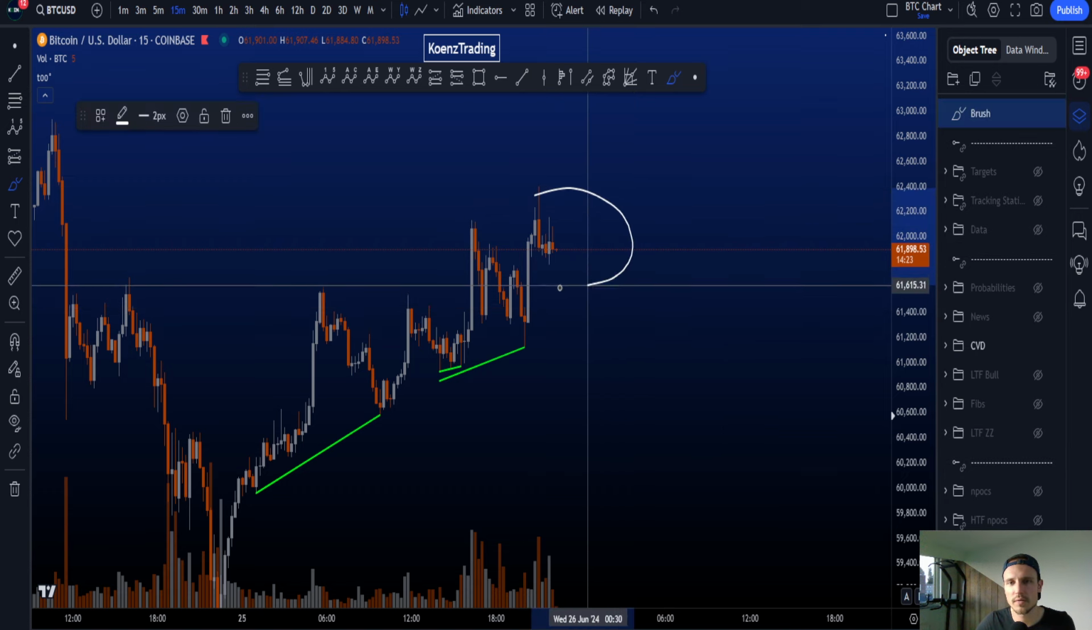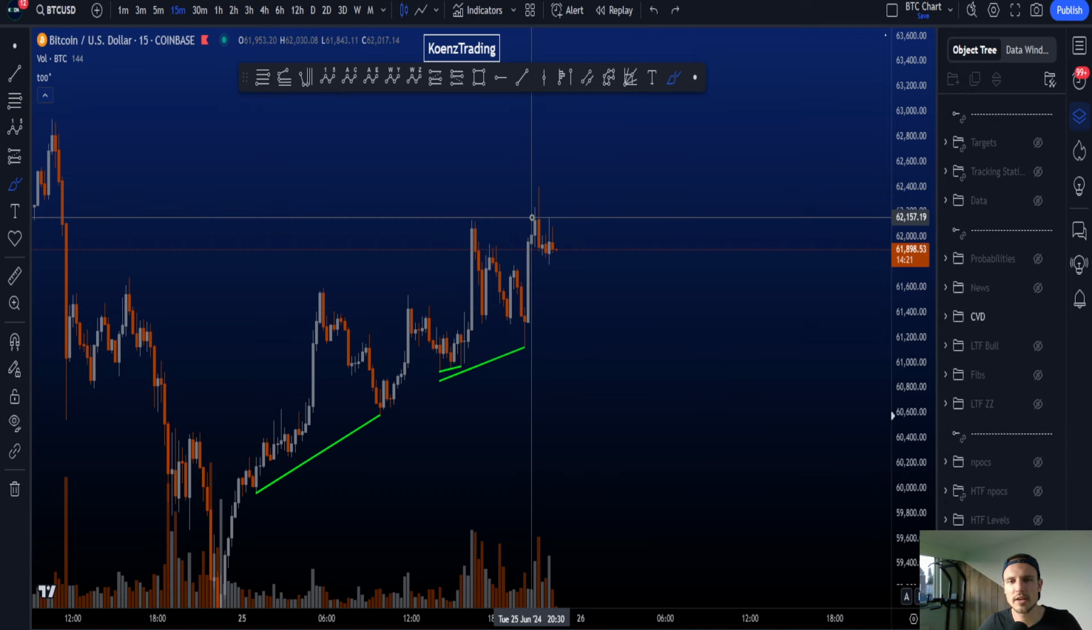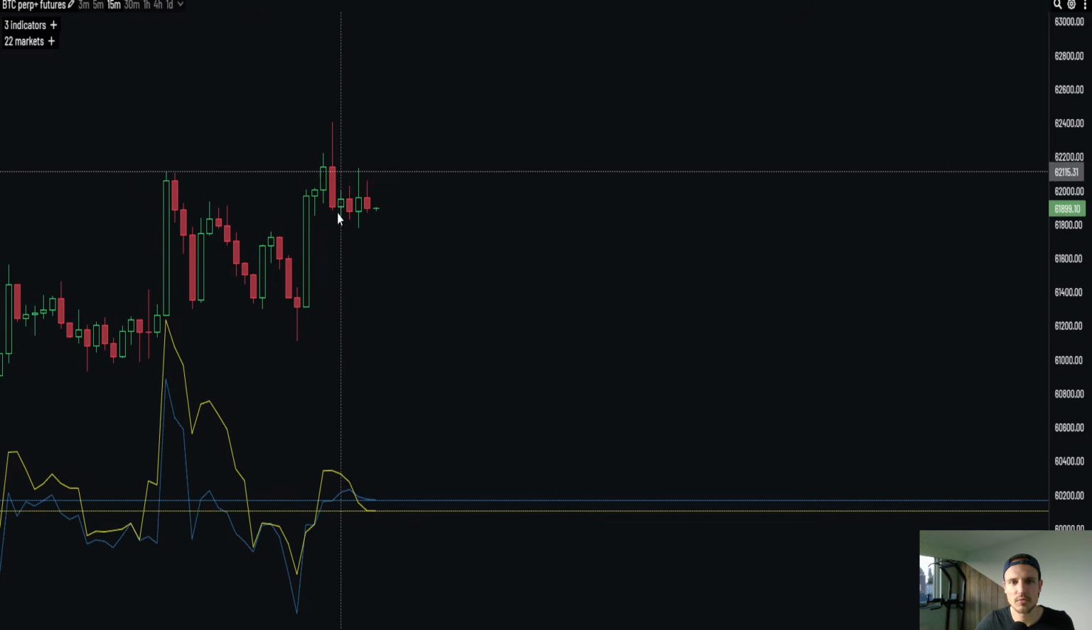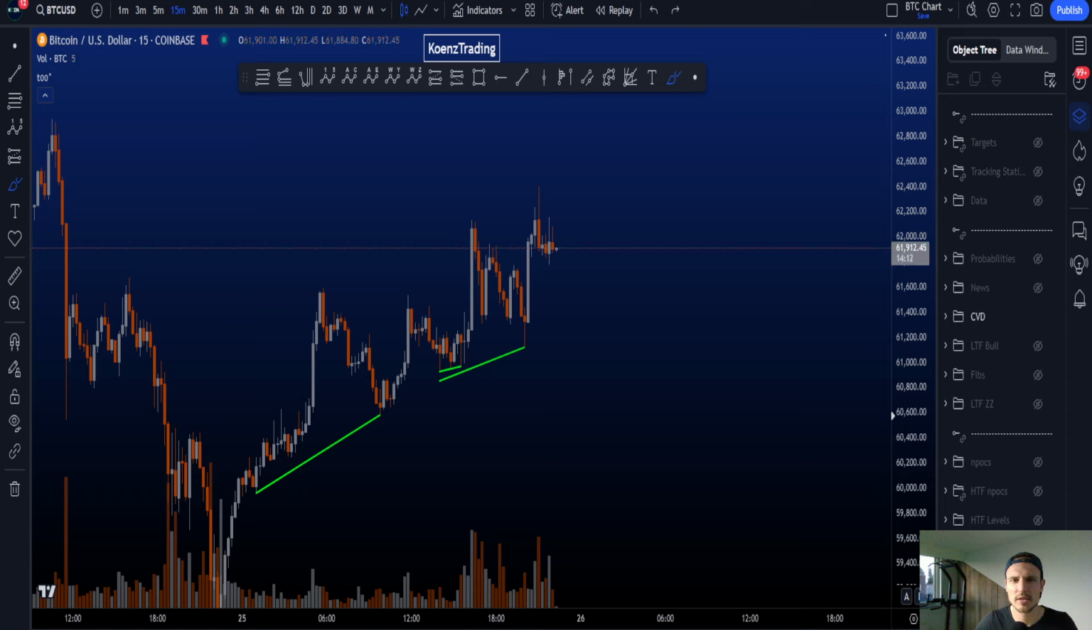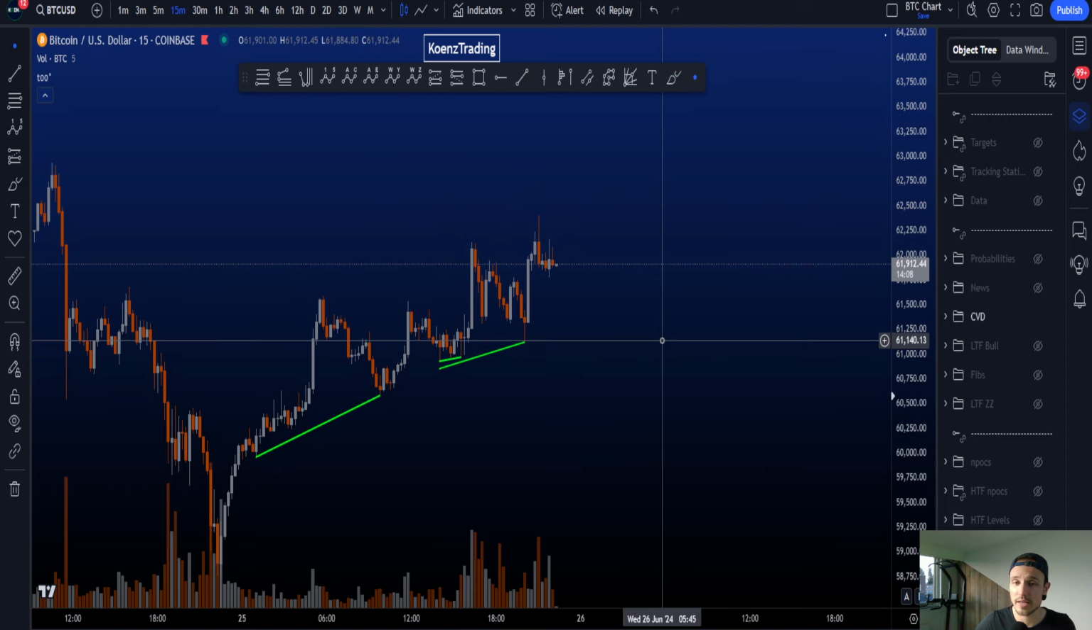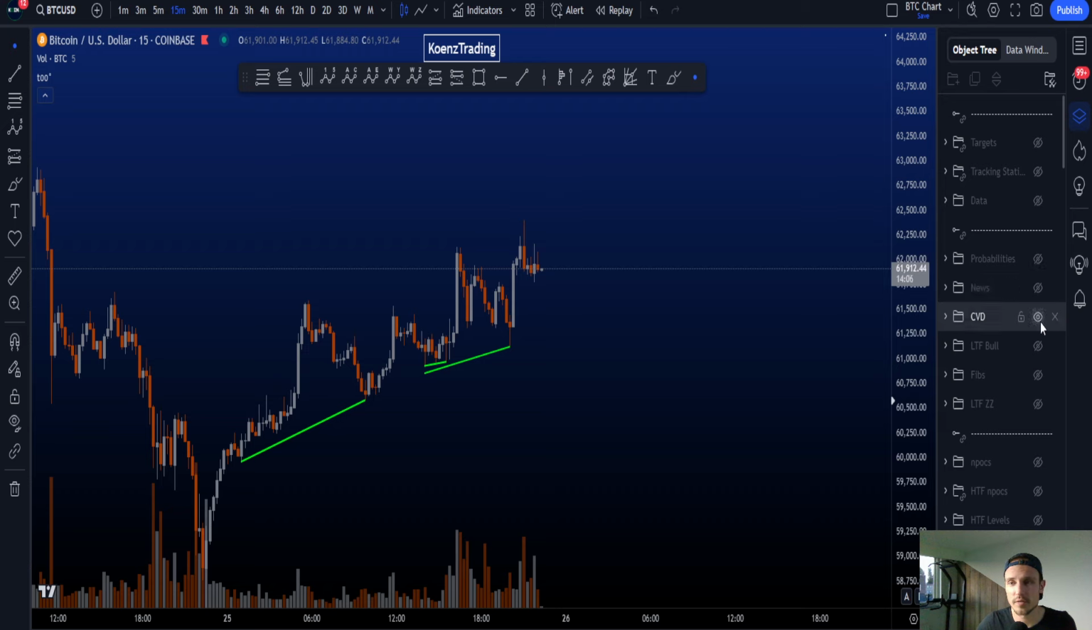So now that price over here is starting to create a bit of a range, we can again keep an eye on the CVD divergences. At the moment there is not much going on, right? The range has just started. You really need to give it a little bit more time, but there is of course always the potential to once again create bullish CVD divergences.